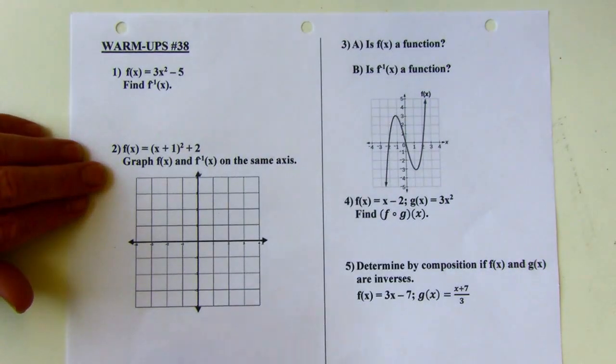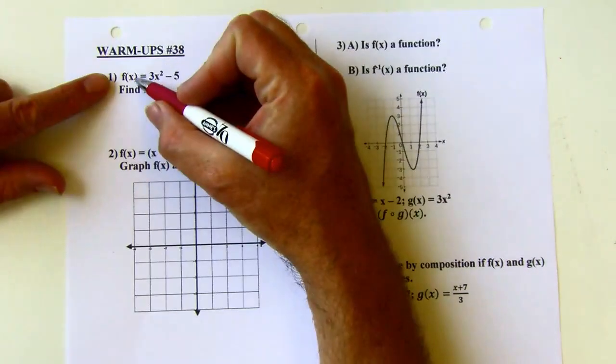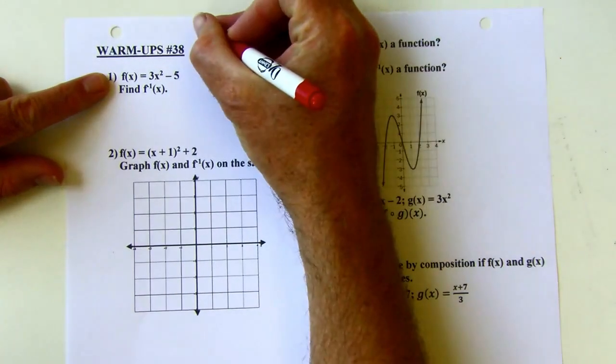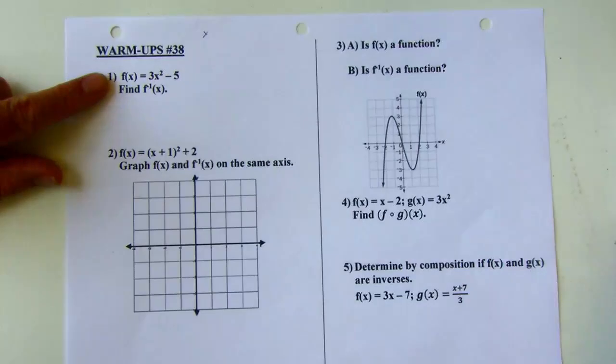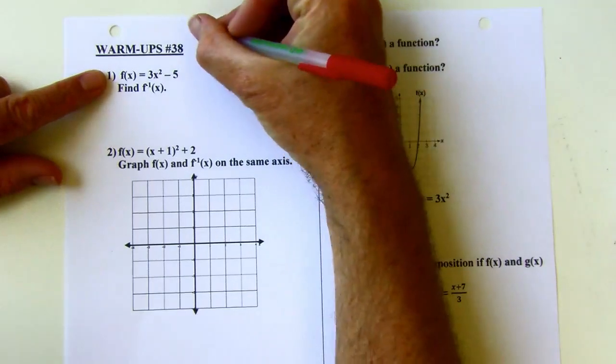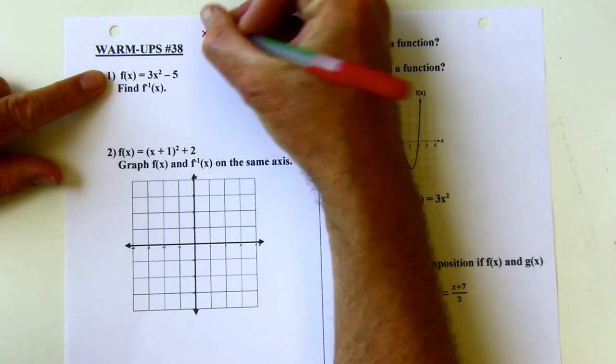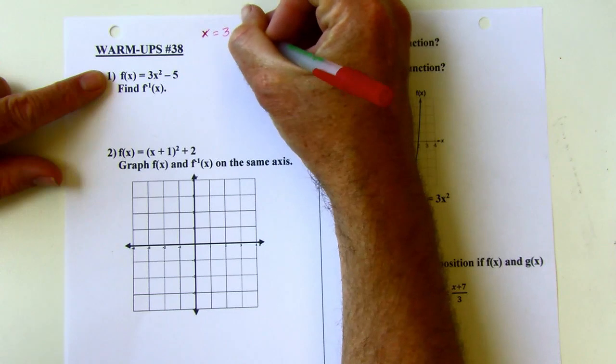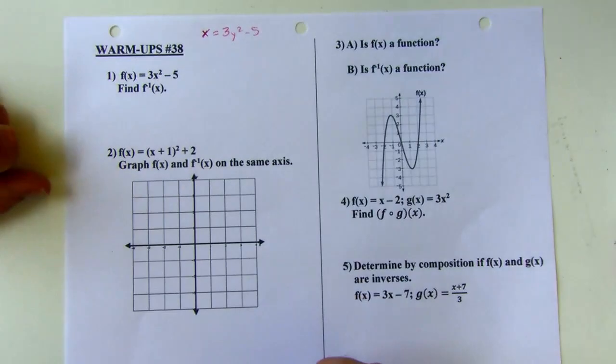Okay. All right, so what I'm going to do, I'm just going to pretend this is a y, and I'm going to switch the x and the y to begin with. I'm going to do this up here because I think I might be a little low on space on this problem if I don't use this room up here. So I'm going to write this as x equals 3y squared minus 5. Okay? And then my goal is going to be to isolate y.